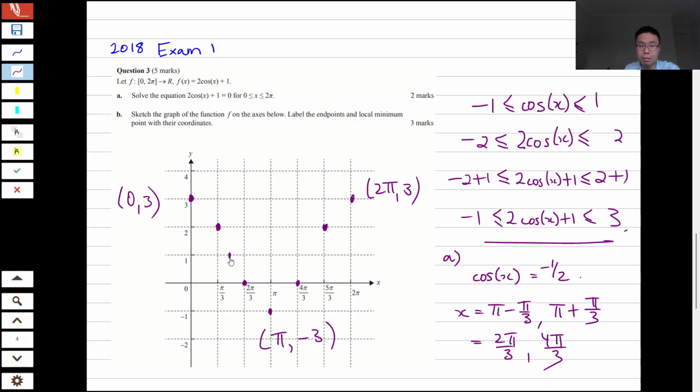And by symmetry again, these 2 points are equidistant from the mean. So the mean value at 1 happens halfway between pi on 3 and 2 pi on 3, as well as between 4 pi on 3 and 5 pi on 3. And now I can sketch the graph. You don't have to add in these extra points, but I like to do that because it helps me sketch the graph.